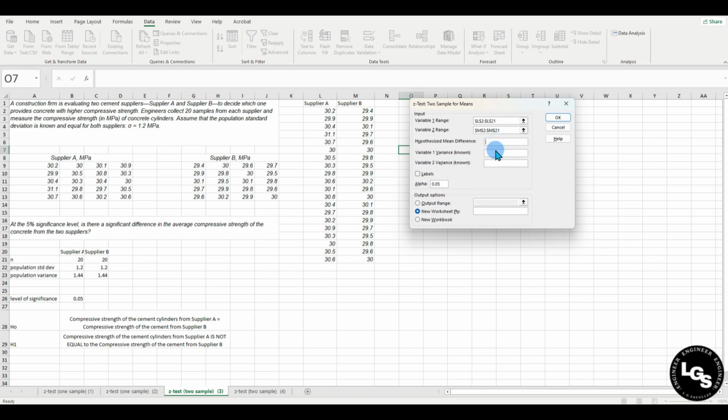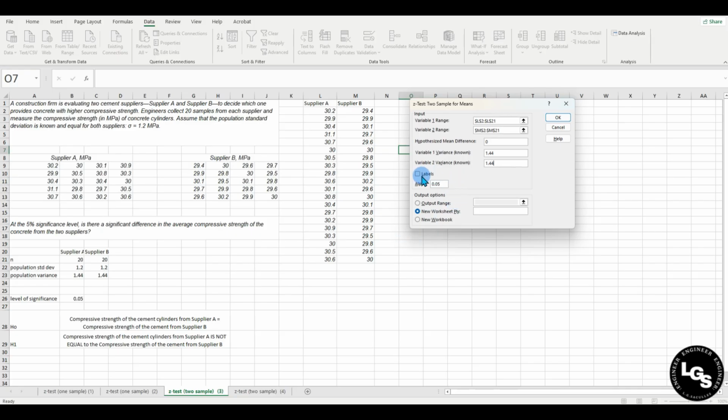Then for the hypothesized mean difference, because our null is no effect or no significant difference, this should be equal to 0 because we have 2 samples, and based from the null, they should be the same. So the hypothesized mean difference should be 0. For the variable 1 variance, let's check the variance of supplier A because that is our variable 1, so that is 1.44. Then for the variable 2, the variance of supplier B, which is also the same, 1.44.